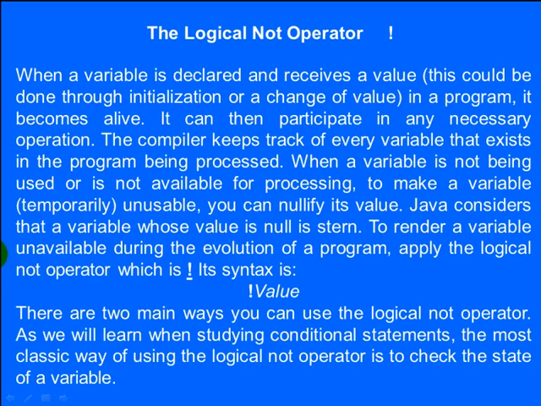To render a variable unavailable during the evolution of a program, we apply the logical not operator, which is denoted by the exclamation symbol, and the syntax is not value. There are two main ways you can use the logical not operator. As we will learn when studying conditional statements, the most classic way of using the logical not operator is to check the state of a variable.